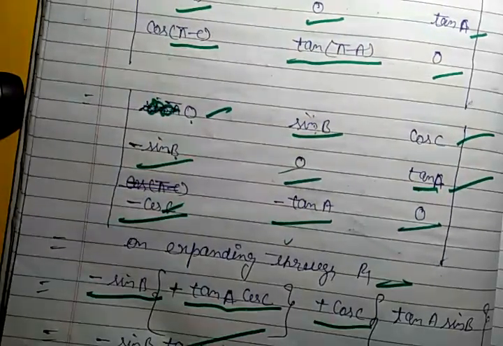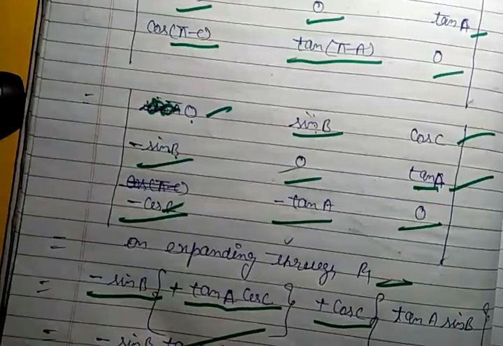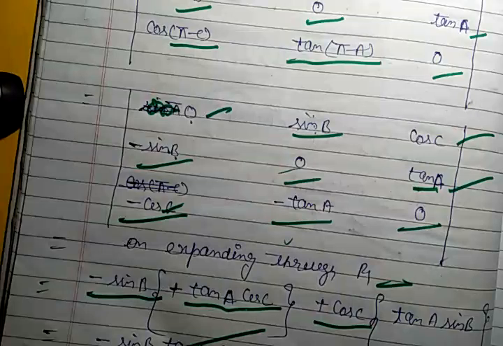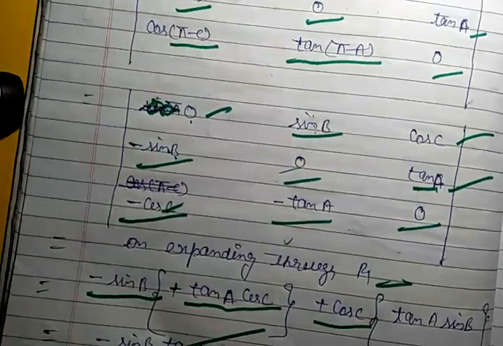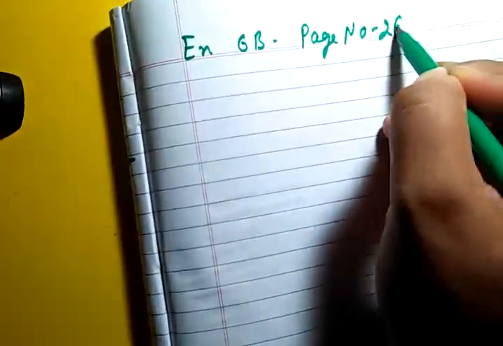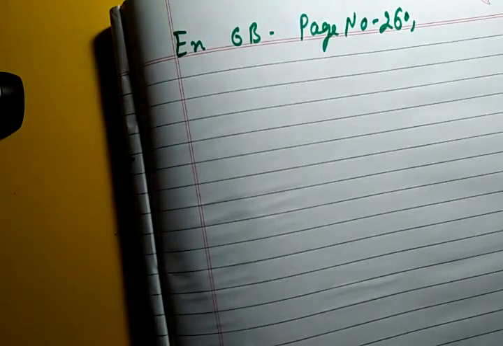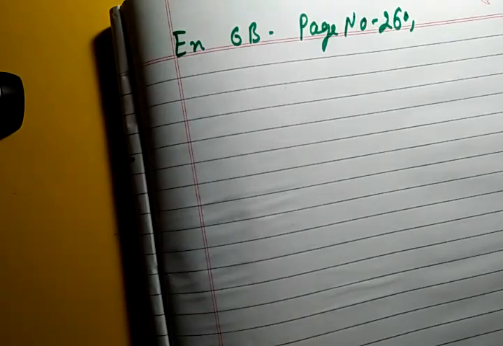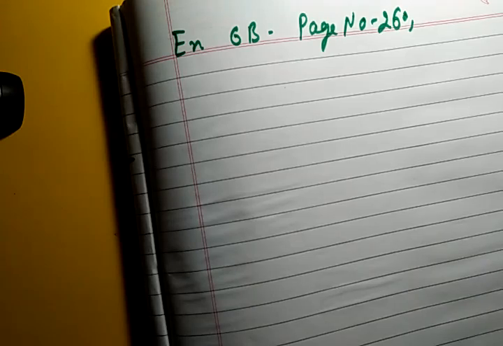Okay students, so write down, from exercise 6b, page number 260, question number, okay, not a problem, entire exercise.